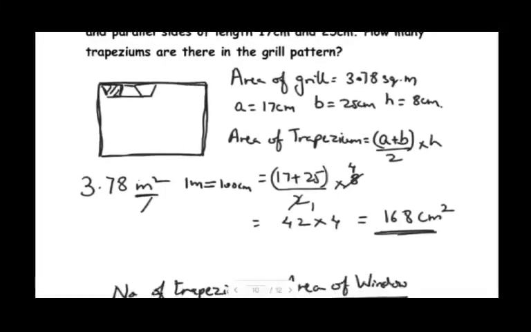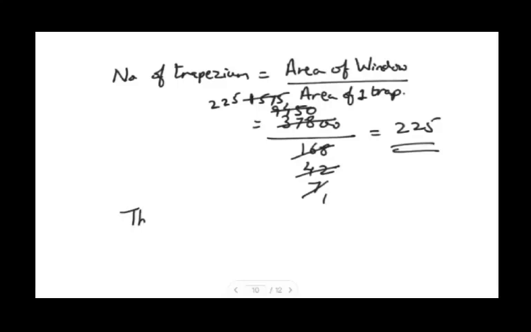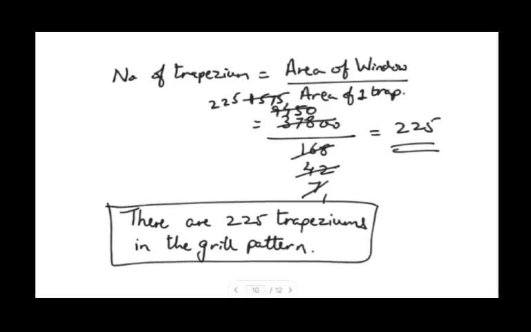So how many number of trapezium would this grill window have? How many trapezium are there in the grill pattern? There are 225 trapeziums in the grill pattern. Alright, children, good to go.